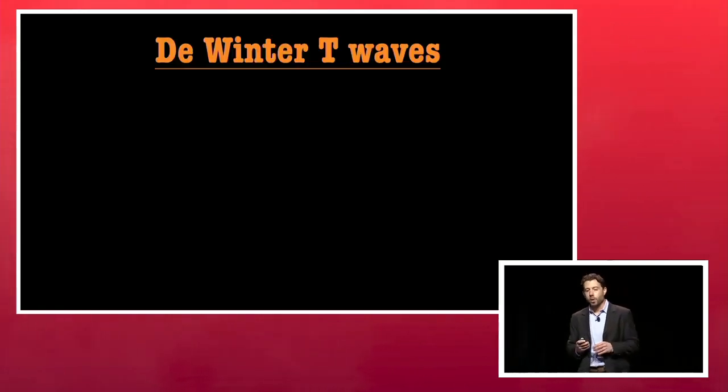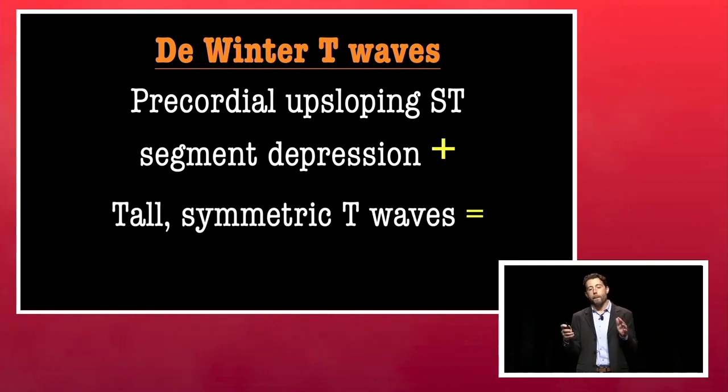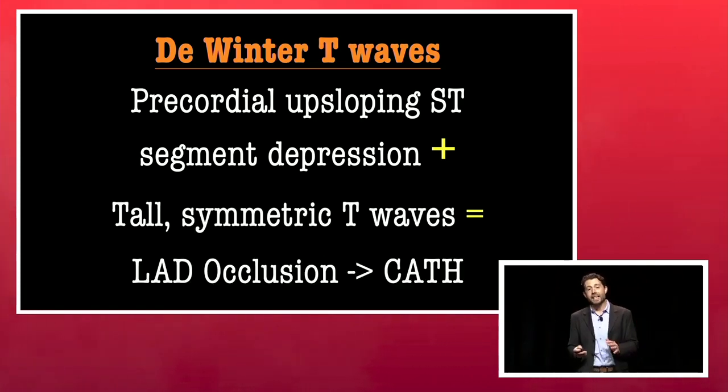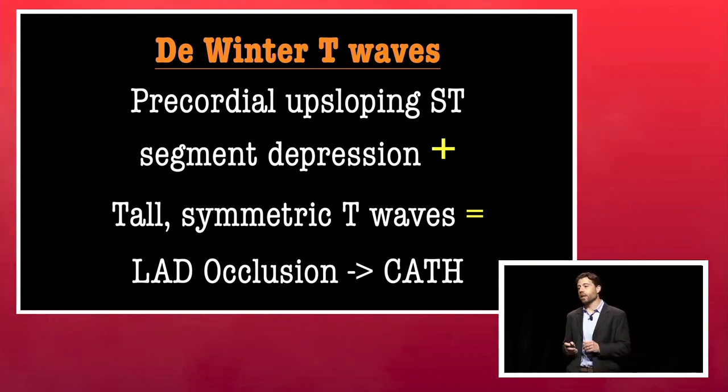So what are de Winter T waves? De Winter T waves are in the precordial leads. We'll have ST segment depression that upslopes into a big, broad, bulky T wave. And that is diagnostic of an LAD occlusion. This pattern alone is diagnostic of an LAD occlusion. It occurs in about 2 to 3% of all LAD occlusions. These patients need to go to the cath lab.